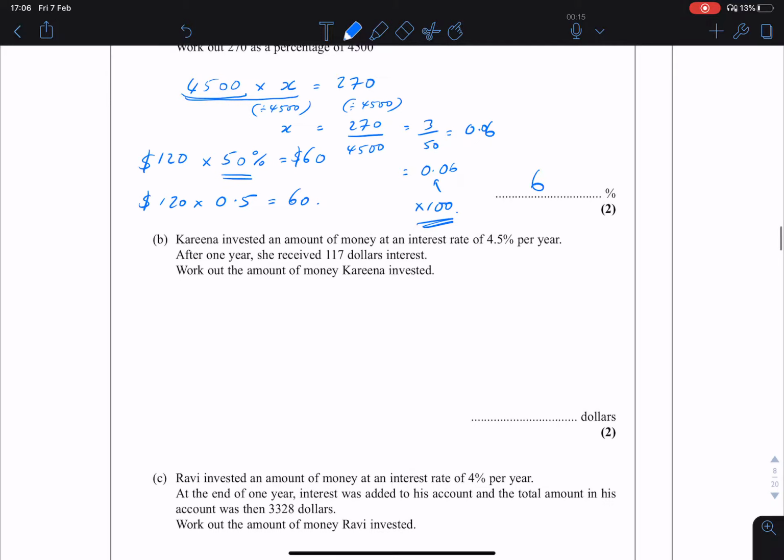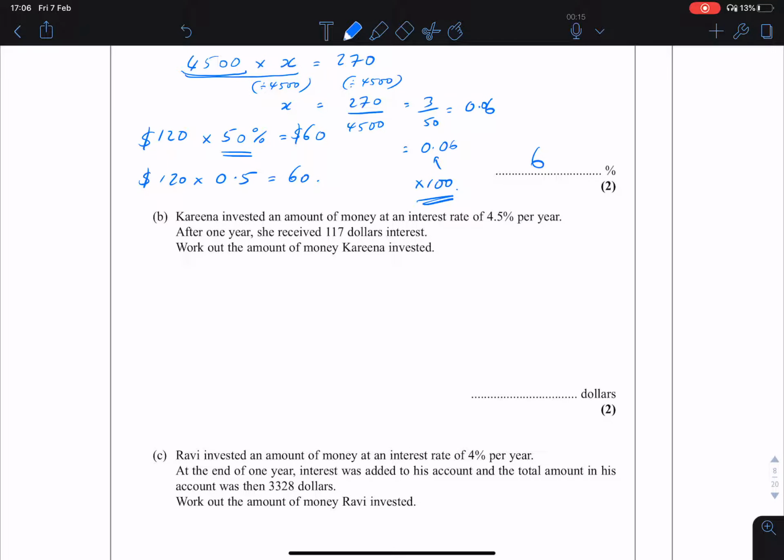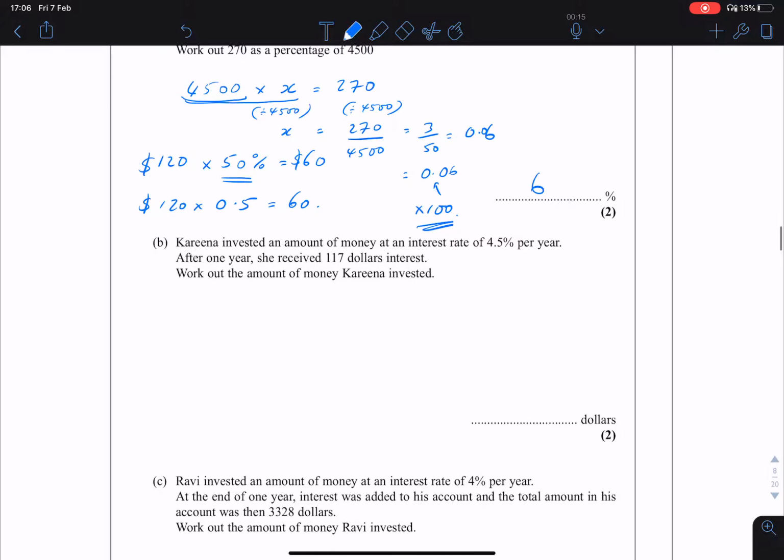Karina invested an amount of money at an interest rate of 4.5% per year. After 1 year, she received $117. Okay, so this time we don't know how much was invested, so we'll call that x. But we do know that it was a rate of 4.5%. Now, as a decimal, that's 0.045. You just divide 4.5 by 100, the opposite of timesing. And that equals 117. And we're going to divide both sides by 0.045.